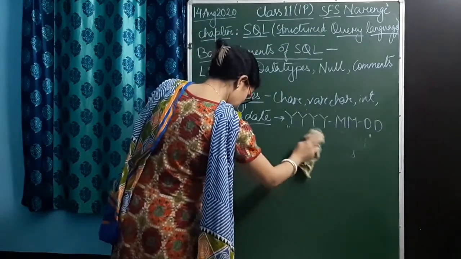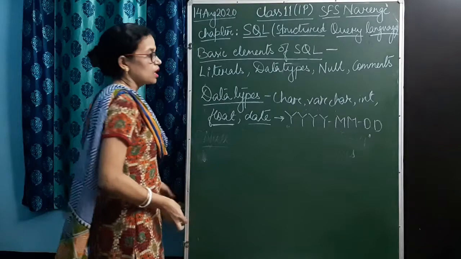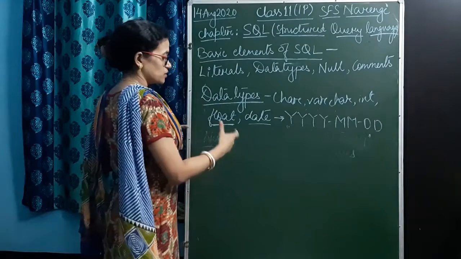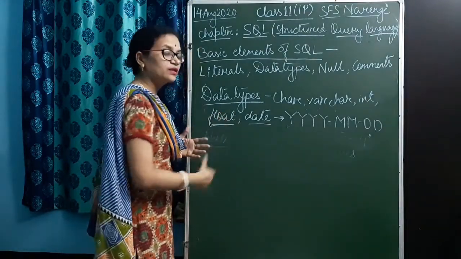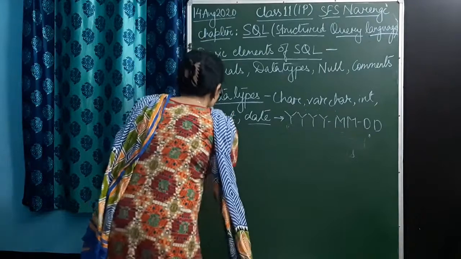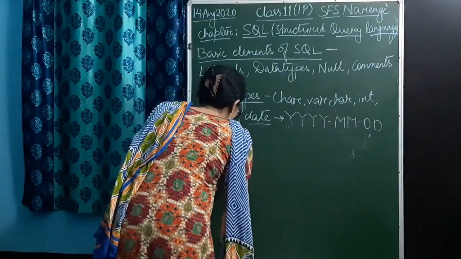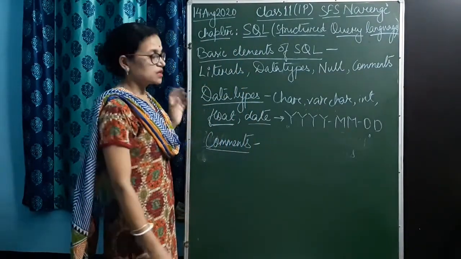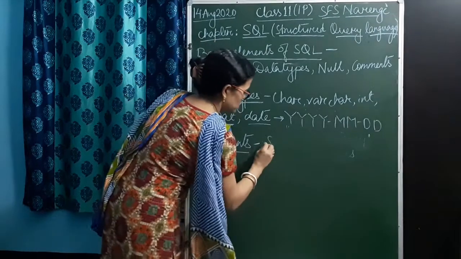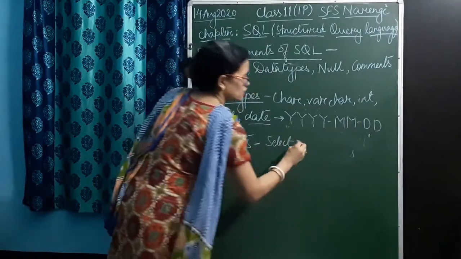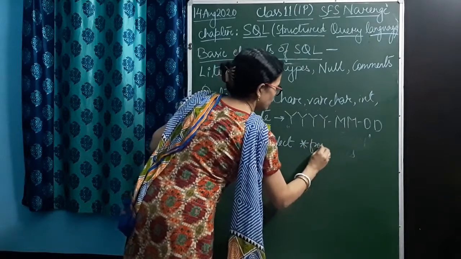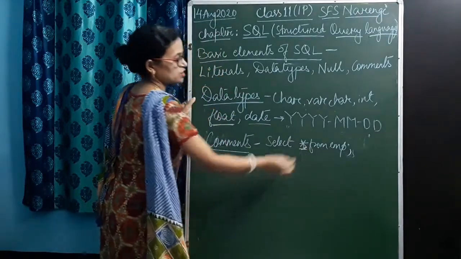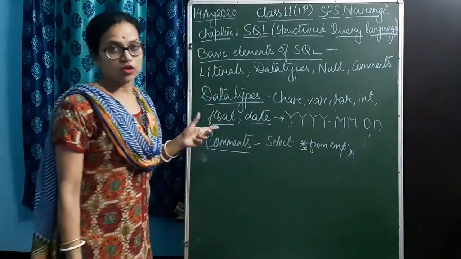And the last one is called comments. Now, what are comments, dear students? Comments are all about explaining the command, what is going on. Comments are written on the side of the command. Whenever we go for comments, suppose I have written a command. Suppose there is a very common command, select asterisk from the table named EMP. This is used to display all the records in the table.